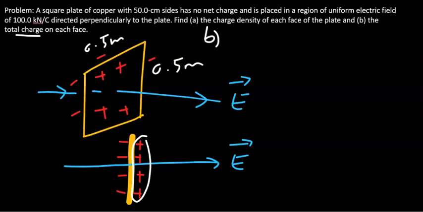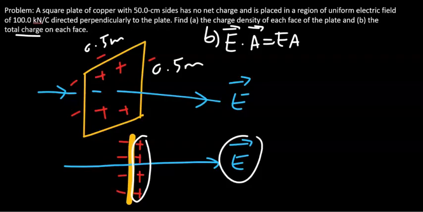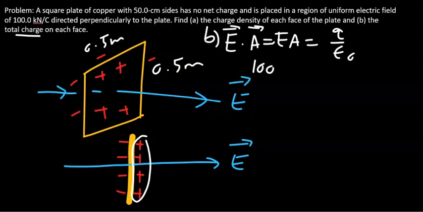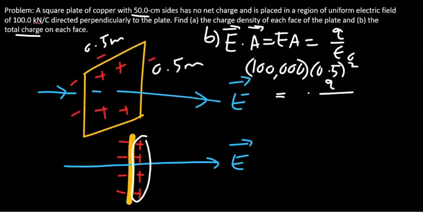So the flux through that surface is given by E dot A. And that is just E times A, because the angle between the electric field and the normal vector is 0. Cosine 0 is 1. And using Gauss's law, that is just the net charge within that Gaussian surface over epsilon naught. The electric field is known to be 100 kilonewton per coulomb, so it's 100,000 newtons per coulomb. The area is 0.5 times 0.5, so 0.5 squared, equals Q over epsilon naught.